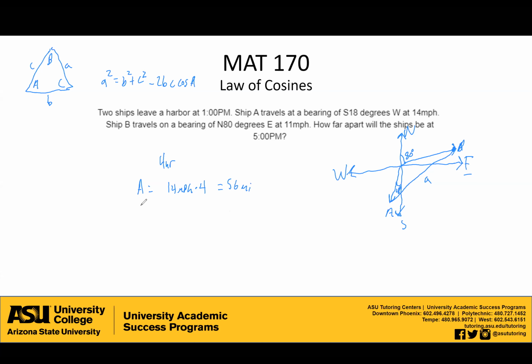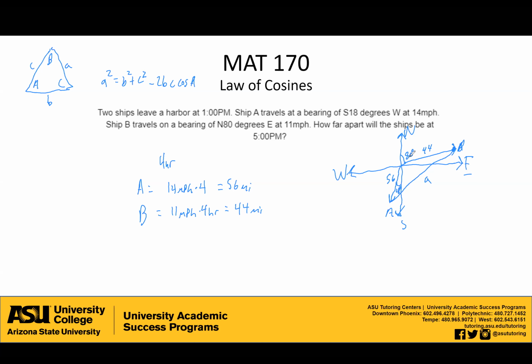Okay. And then with B, we multiply 11 miles per hour by 4 hours, and that gets us 44 miles. So that's what the lengths of these two sides of the triangle are. So we have 44 here and 56 here. Now what we need to do is calculate this inside angle, right? That's really the last thing we need to do here.